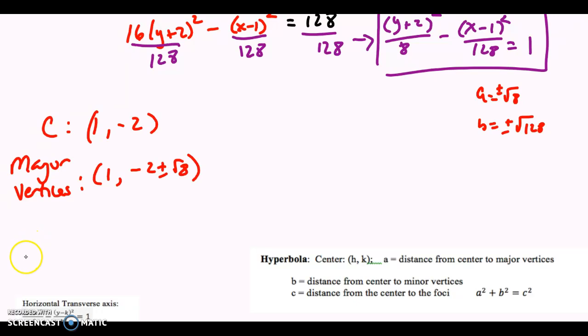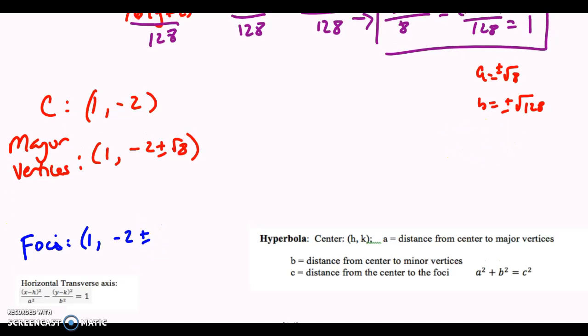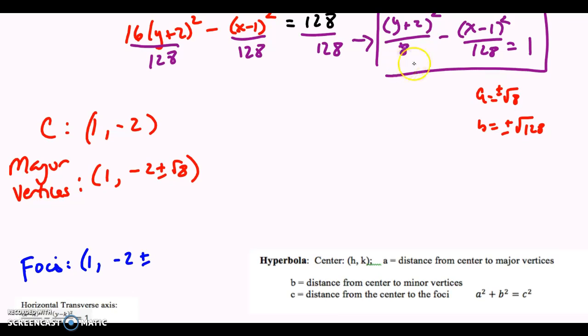My foci. My foci are going to be, again, in the y direction, so I'm going to have 1 comma, and then it's going to be negative 2 plus, now let's see what we have here for the foci. It's a squared plus b squared. And if I just scroll back up a little bit, I see a squared is 8 and b squared is 128.